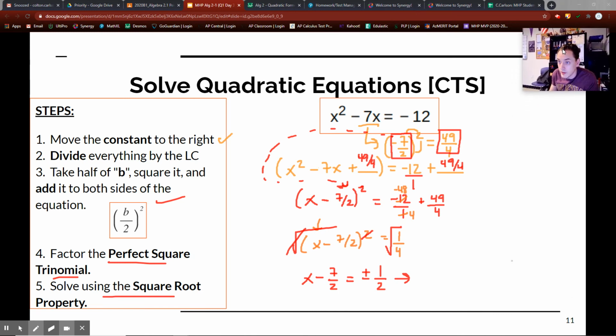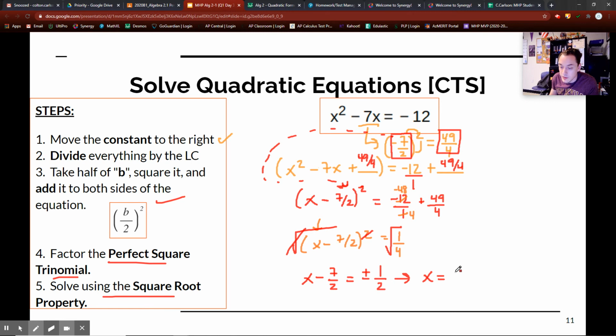All I have to do is just now add the 7 over. So I add the 7 over. This equals, I have 7 halves plus 1 half. And then I also have x equals, this is my first one, this is my second one. And I also have 7 halves minus 1 half. What is 7 plus 1? Well, 7 plus 1 is 8 all over 2, which equals 4.